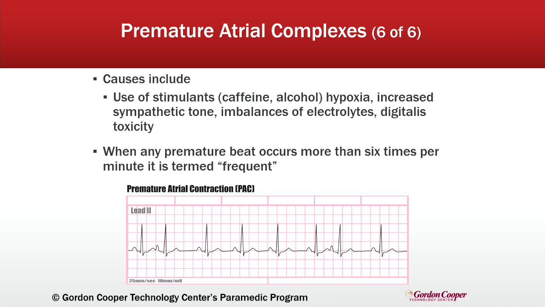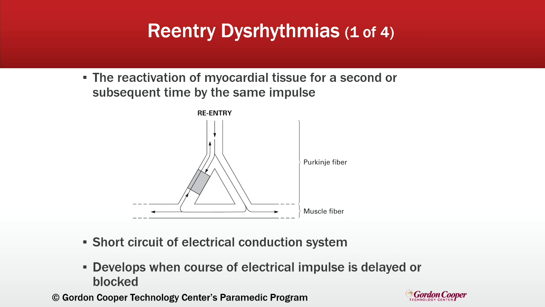Now, when a premature beat like a PAC occurs more than 6 times per minute, it's considered frequent. So while a few PACs here and there might not be a huge concern, when they've become frequent, it's important to look for that underlying cause and then assess the patient's condition, as frequent PACs can sometimes lead to a more serious rhythm issue. All right, let's move on to re-entry dysrhythmias.